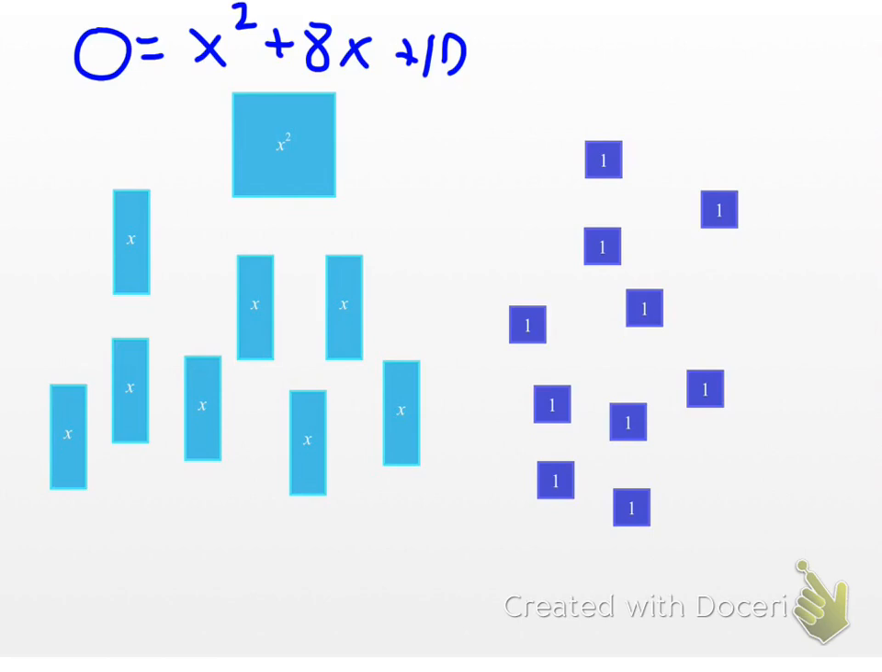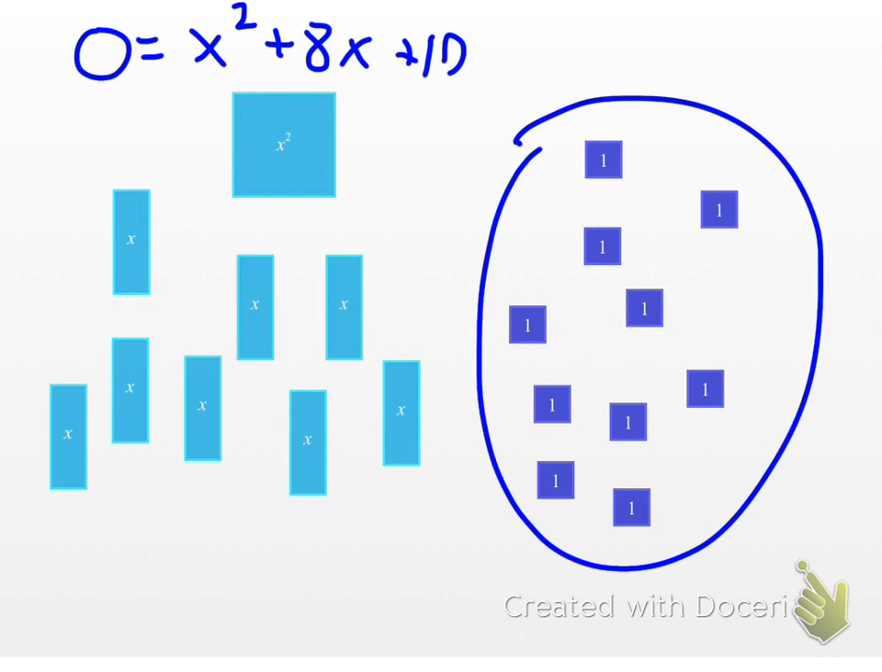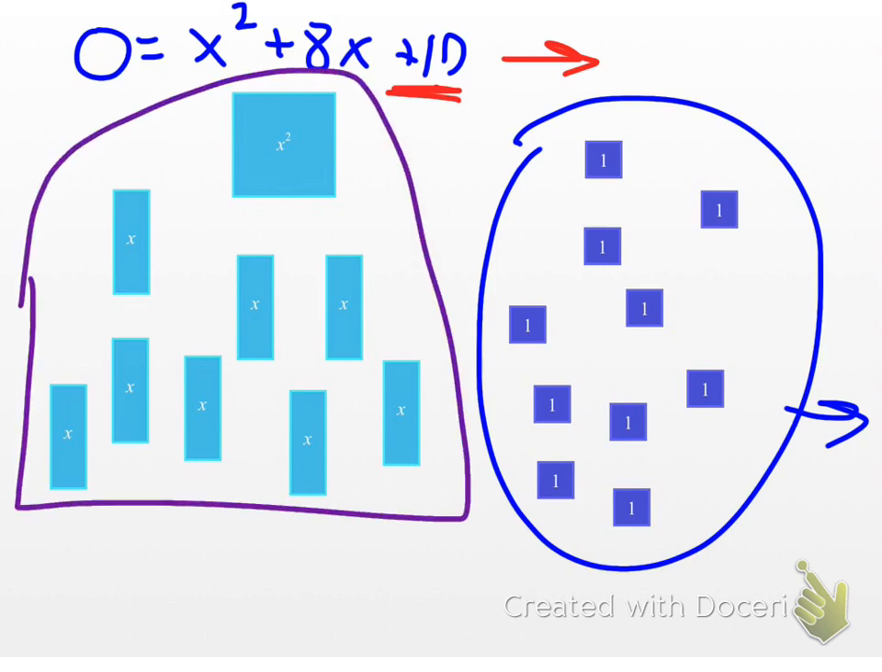To start this process of completing the square, I am going to take all of these and separate them off to the side and not worry about them. So when I look at my equation, that means this 10, I'm just going to move over to the side and not worry about it for right now. And I'm going to try building a square with these pieces only. So what that's going to look like is this.